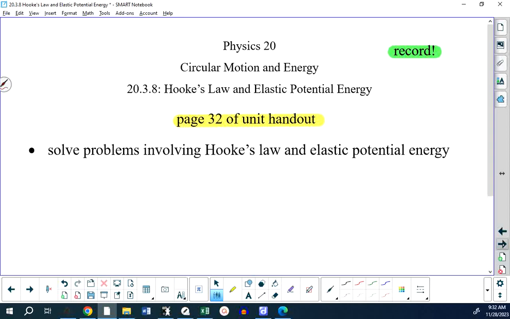So this deals with what's called Hooke's law and elastic potential energy. Hooke's law is going to be the basis of the lab exam you have tomorrow. Okay? There is a property that springs have that we're going to learn about, and basically the property tells you how stretchy or non-stretchy a spring is.